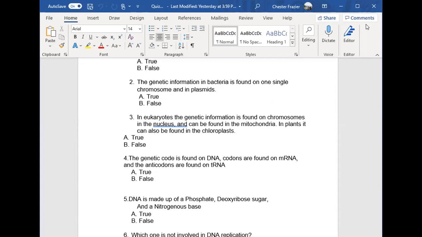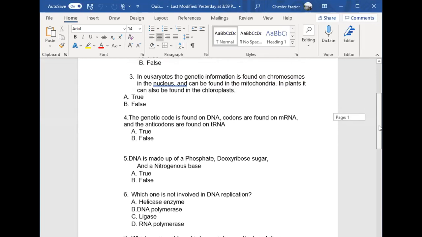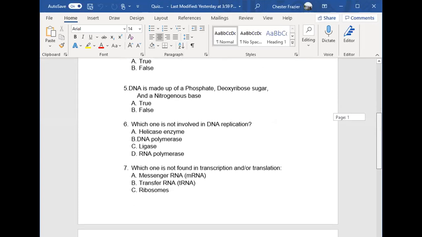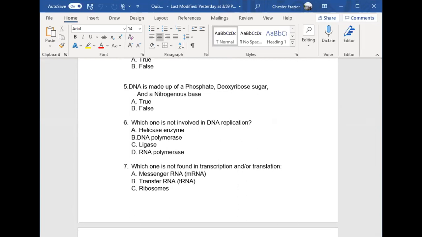DNA itself is made up of a phosphate. I'm sorry, somebody have a question? DNA is made up of just 3 things: a phosphate, a deoxyribose sugar, and a nitrogenous base. Is that true? False. That is true. Sorry, let me do that. The DNA is a very simple molecule, just 3 things. There's 4 kinds of nitrogenous bases. You should know what those are, and you should know which ones bind to which ones.